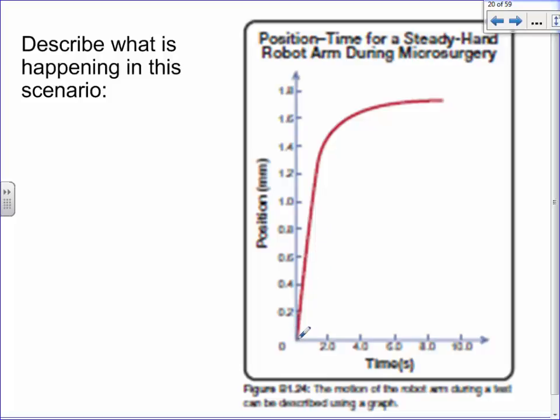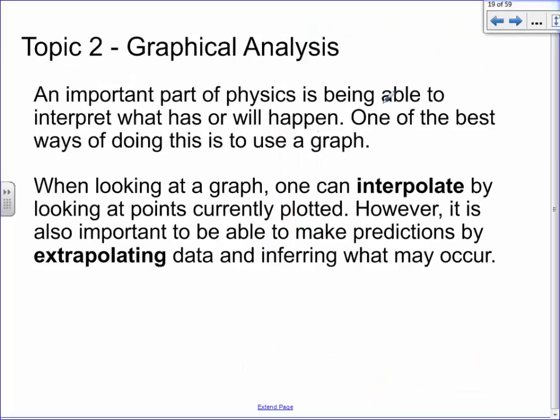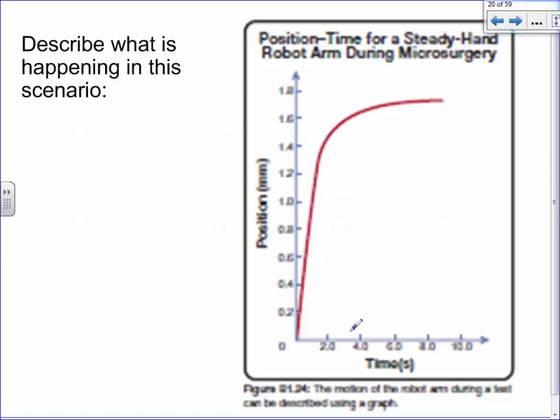As it starts to move 0.2 millimeters, 0.4 millimeters, what's happening at the end here, though? Yeah, it's not moving anymore, right? I have some words for that on the previous slide. One can interpolate is a word I'd like you to know. Interpolate basically means you use the graph and read off of the data currently plotted. If I ask you, where is the hand after 3 seconds? You look at the graph and say, here's 3 seconds, and it was right here. That's called interpolating, where you use the data you currently have.